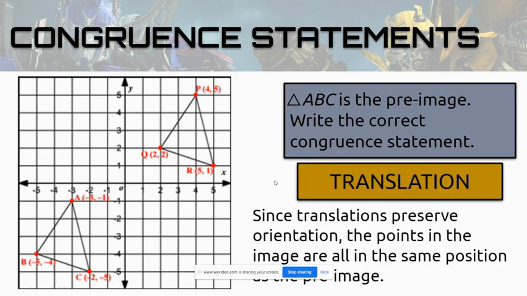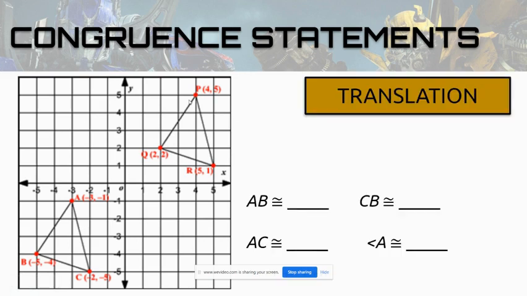Since translations preserve orientation, the points in the image are all the same position as the pre-image. So the pre-image, A was on top, it preserves congruence. P is the same as A, preserving congruence and orientation. I'm not moving this around, I'm just dragging it. So when A is on top, P is also on top.